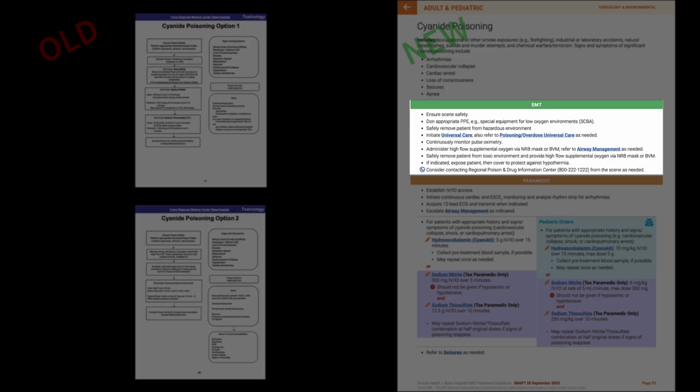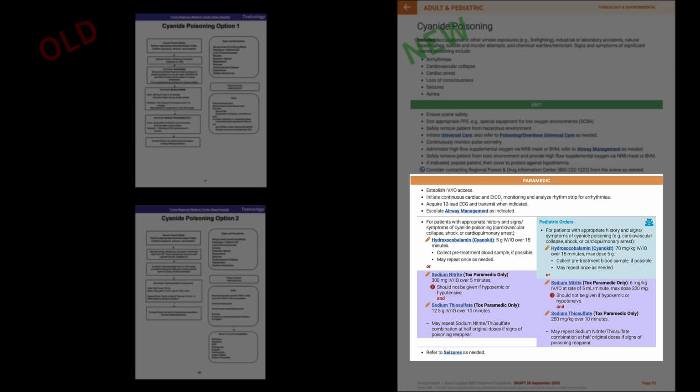In the EMT section, the instructions are very straightforward and they're unchanged in their underlying principle. Make sure to assure your scene safety, use proper PPE, including SCBA, if the environment calls for that. Remove the patient from the environment, apply high-flow oxygen, either through non-rebreather or assisted ventilations through a BVM. Start pulse oximetry, initiate universal care, make sure to expose the patient so you can evaluate thoroughly, and then recover to avoid hypothermia. Finally, make sure to contact the Regional Poison and Drug Information Center if needed.